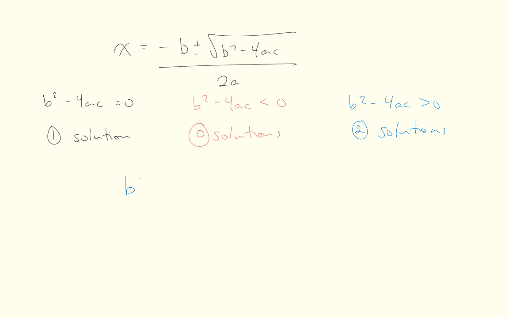B squared minus 4ac has a name. It is called the discriminant. Discriminant means something that enables you to distinguish between two things. If you have discriminating tastes, for example, then you can tell whether something looks good or not. In math, the discriminant is just b squared minus 4ac, and it helps you to distinguish whether a quadratic equation has one solution, two solutions, or no solutions.